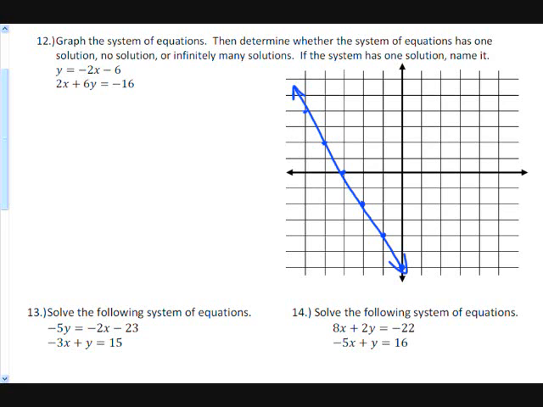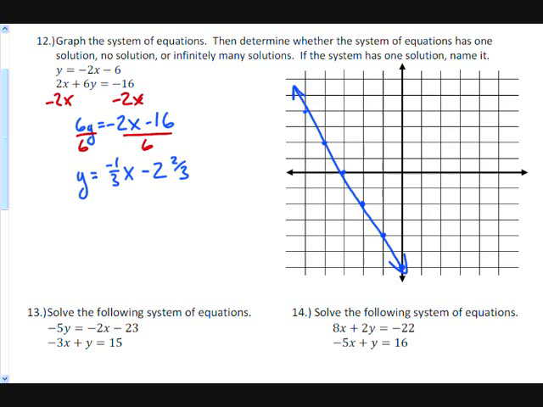The second equation is not quite in slope-intercept form, so it's not really set up for graphing, so I'm going to put it in slope-intercept form. I'm going to subtract the 2x from each side. So that's going to give me 6y equals -2x minus 16. And then I divide each side by 6. So I find out that y equals -1/3 x minus 16 over 6, which I'm going to write as a mixed number because I have to graph this thing, which is -2 2/3.